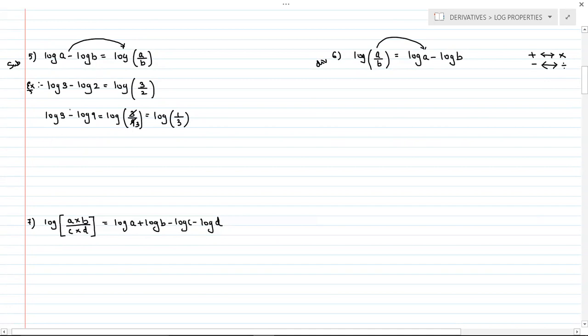understood? Okay, so here clearly we can see that the subtraction gets converted into what? Division. So here division will get converted into what? Subtraction. Okay, so we'll take the reverse example now. Log 3 by 2. So 3 by 2 can be written as what? Log 3 minus log 2. Okay, suppose if I say log 5 by 7, so it can be written as what? Log 5 minus log 7. Okay, understood?